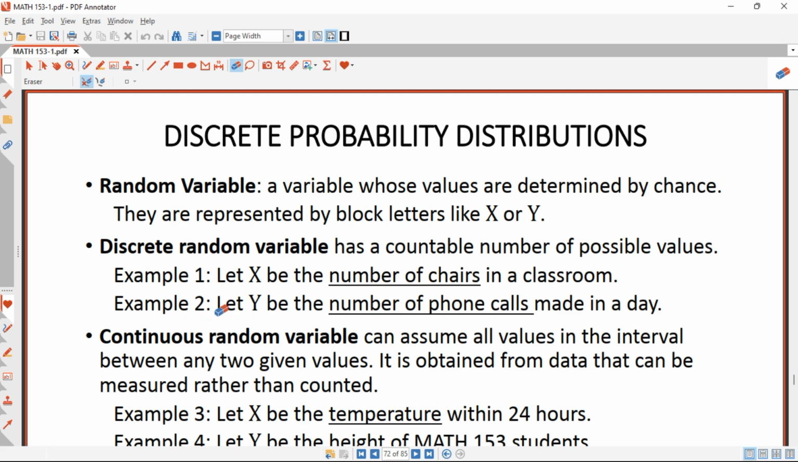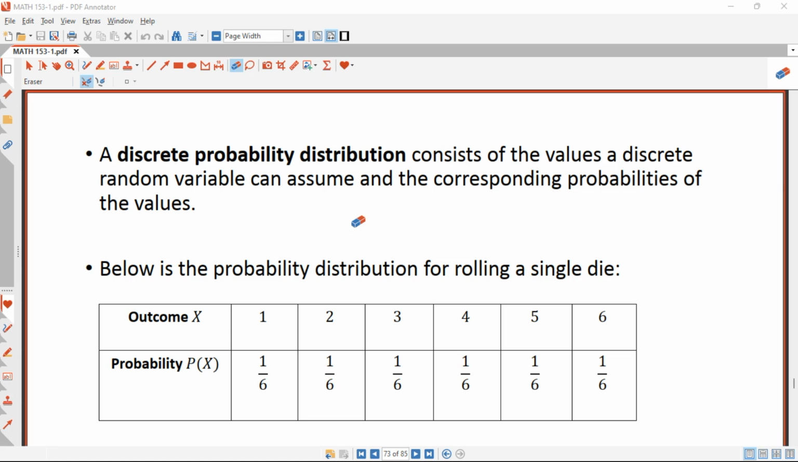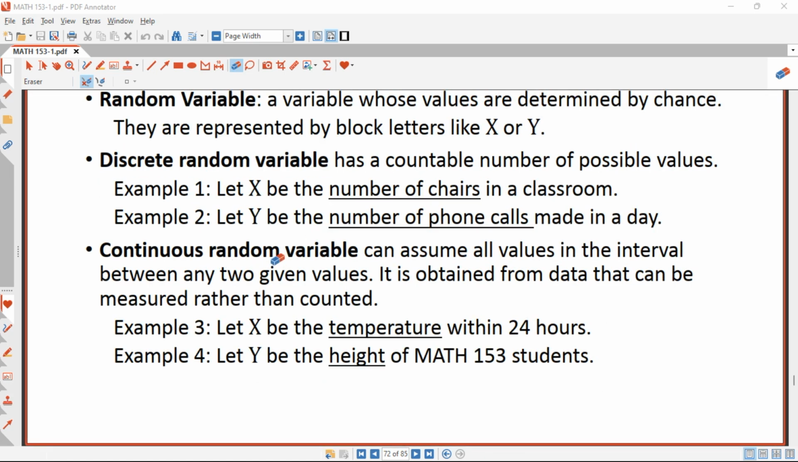For example, let Y be the number of phone calls made in a day. Here Y is a random variable, the number of phone calls one can make within a day. Once you have the number of phone calls one can make within a day, you can surely count them. So they are all examples of discrete random variables.